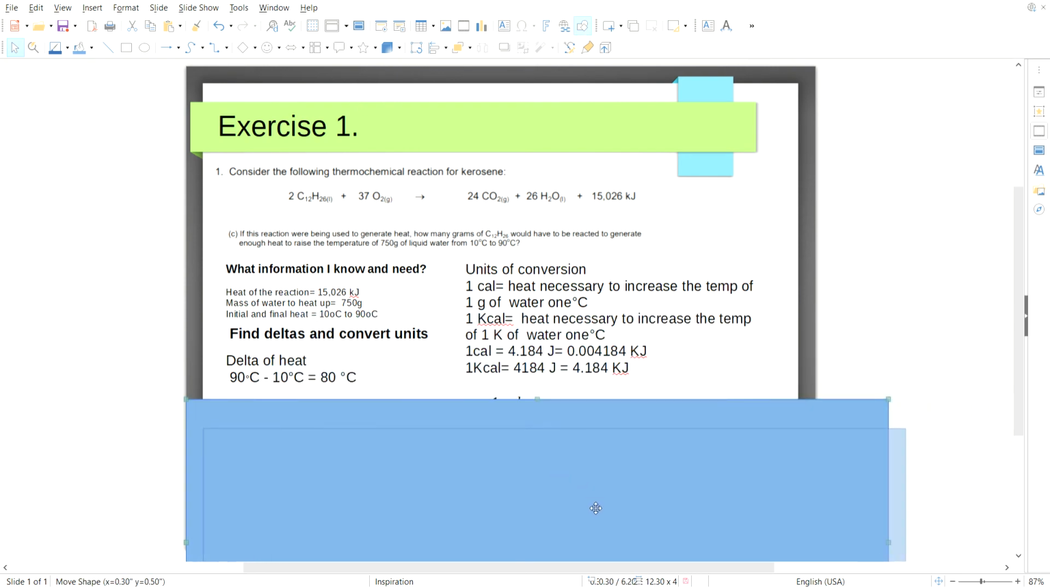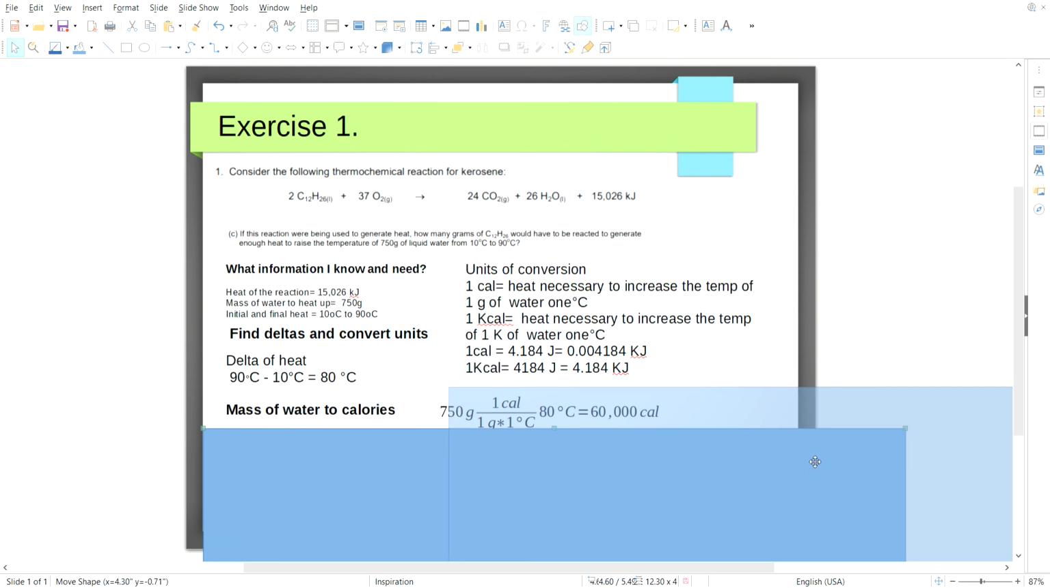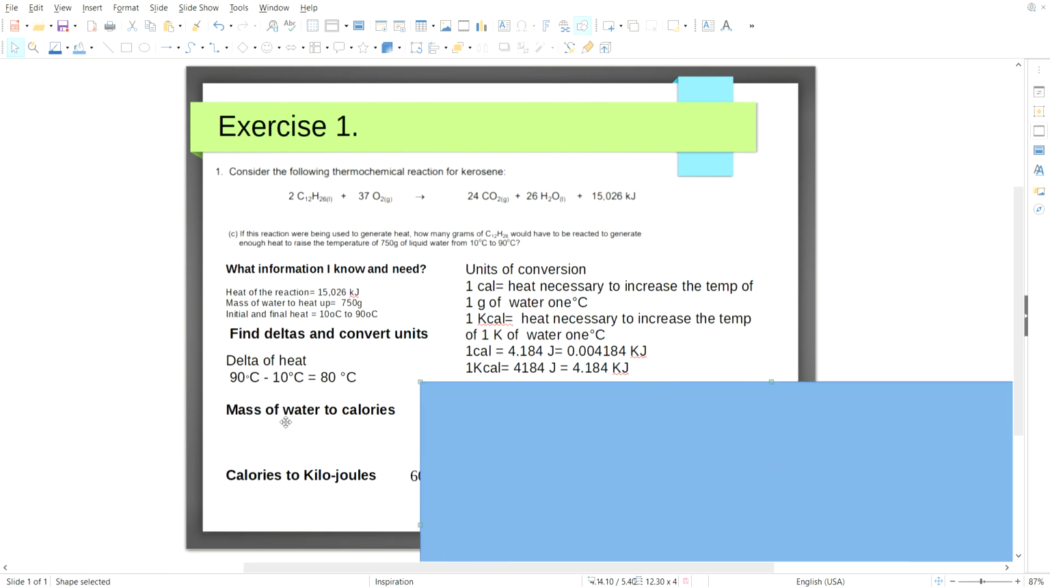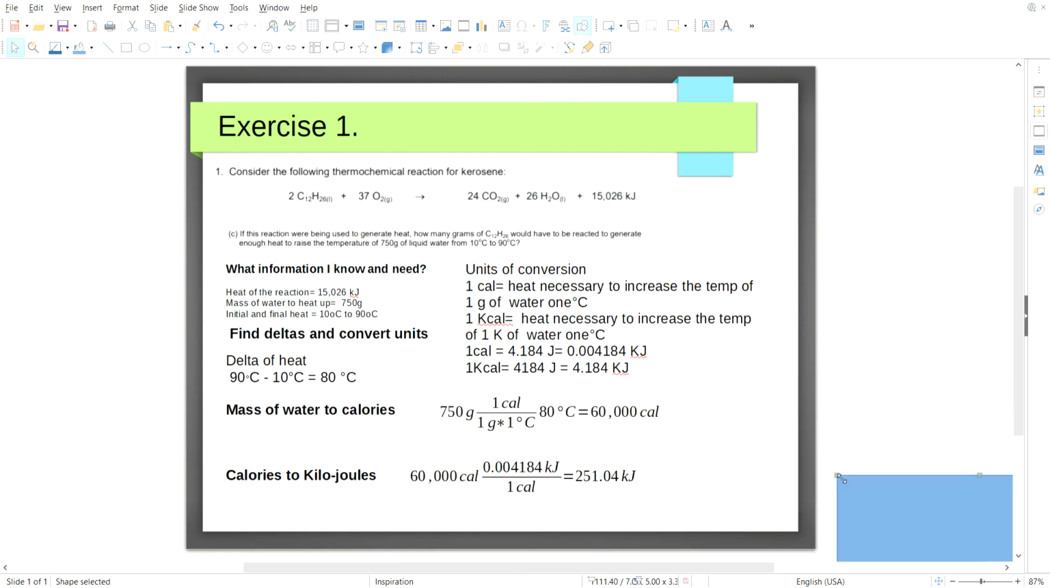Now let's start finding the delta of heat. We're going to divide this into two moments. The first one is finding the mass and converting it into calories, and then we're going to convert those calories into joules. Let me shrink this first, and let's continue. First part of it, we have 750 grams of water, and we know that we're going to be working with calories, and they tell me that 1 calorie is the amount of energy necessary to increase the temperature of 1 gram of water by 1 Celsius degree.